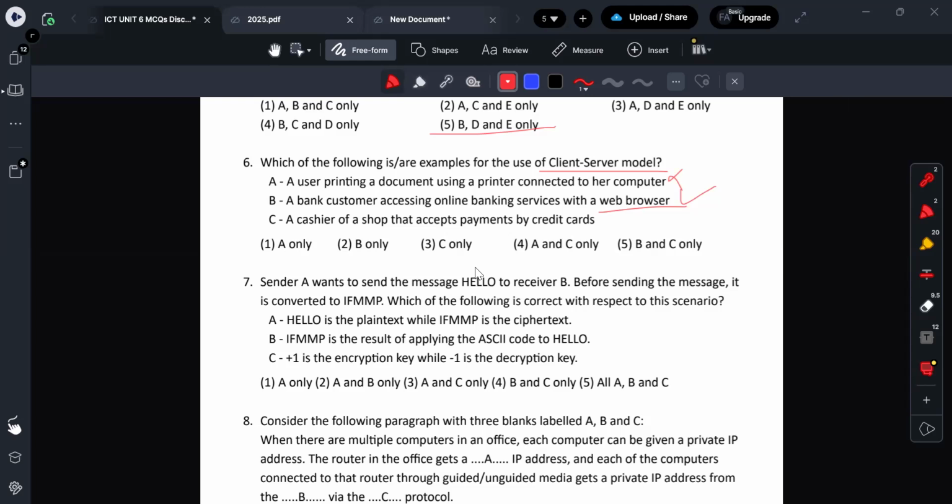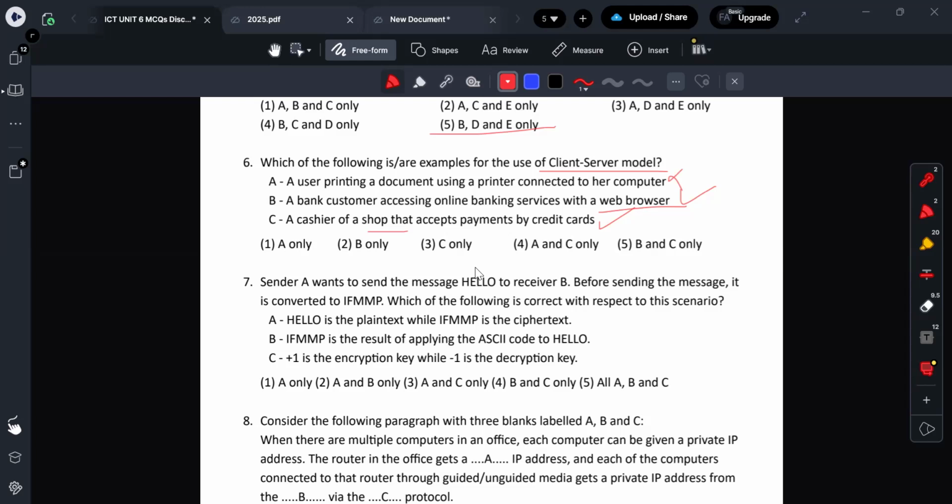Okay, and C, a cashier of a shop that accepts payment by credit cards. So this one, the shop terminal is a client, and it securely transmits credit card data across a network to a central payment gateway server to authorize funds. So the client-server model requires a network architecture where clients make requests and a centralized server processes and responds to those requests, right?